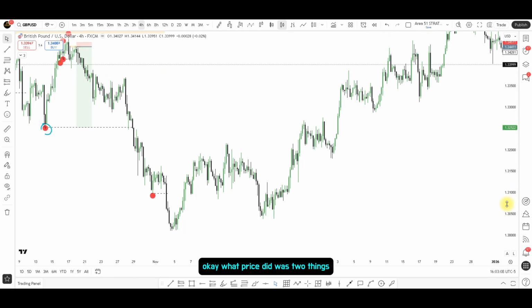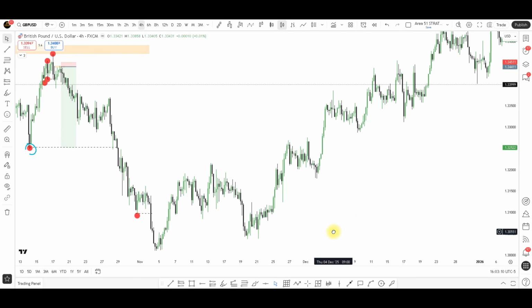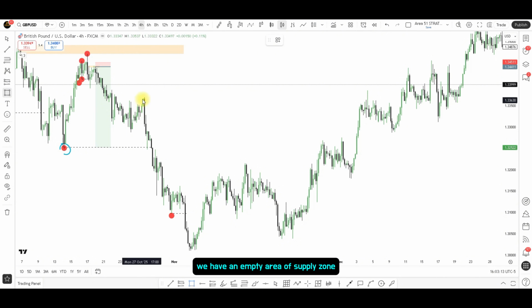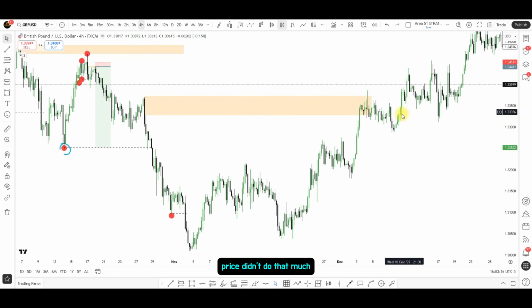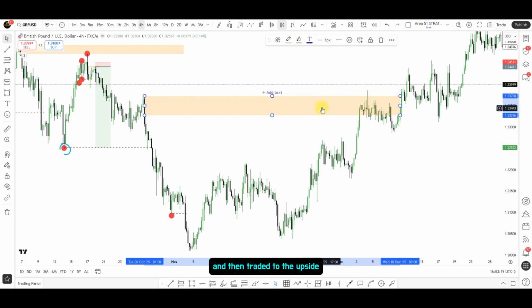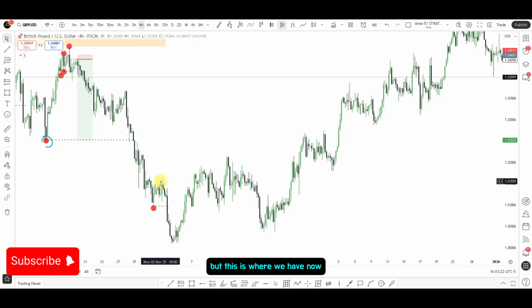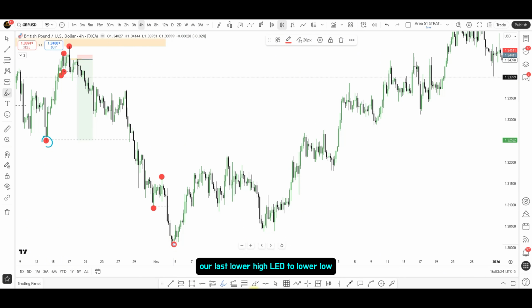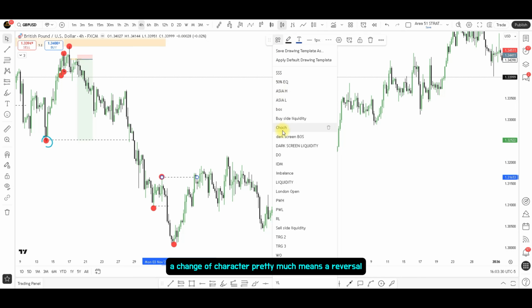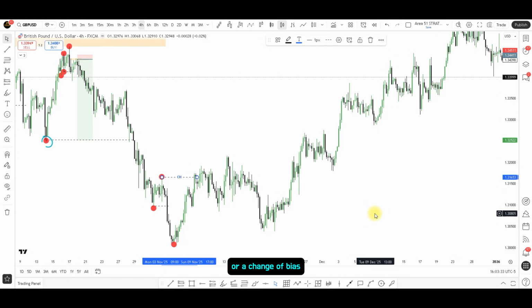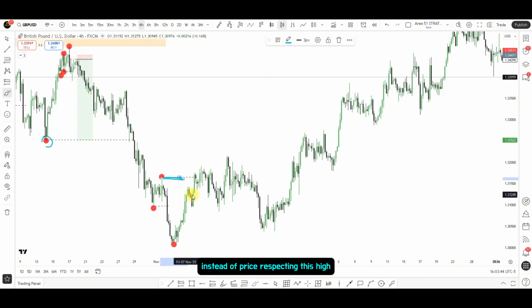Okay, what price did was two things. We have an empty area of supply zone. Price didn't do that much. It reacted for a little bit and then traded to the upside. But this is where we have our last lower high that led to a lower low. Here we have what we call a change of character. A change of character pretty much means a reversal or a change of bias. If price was trending to the downside, and it breaks the last lower high, instead of price respecting this high, price drove through it and created a higher high.